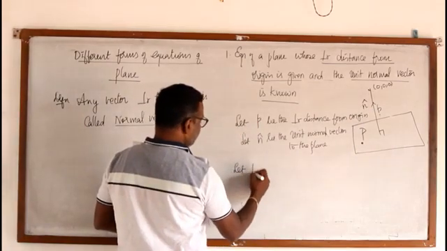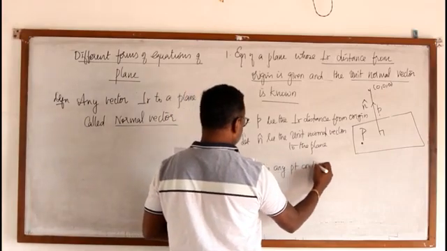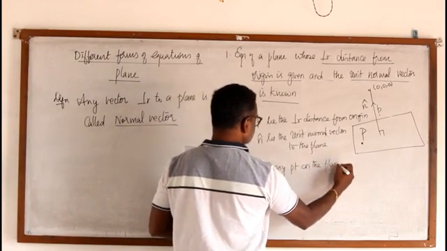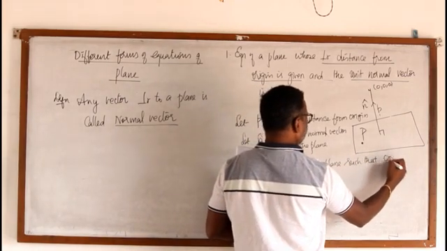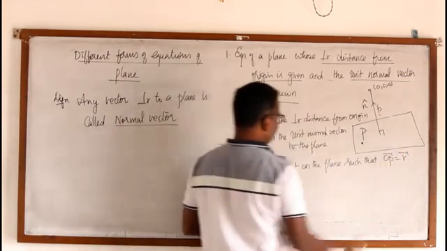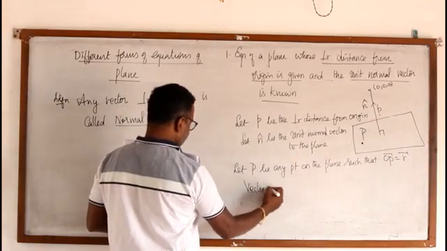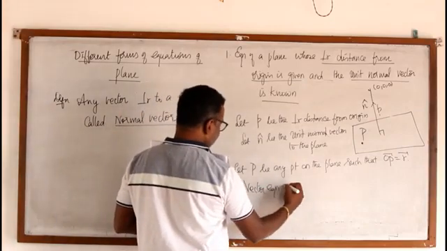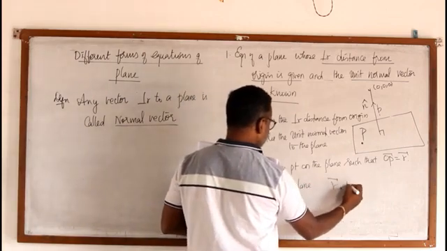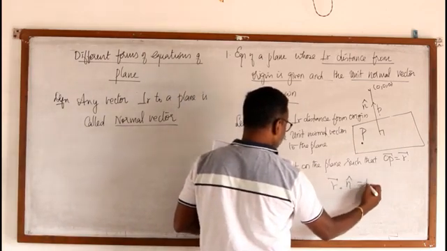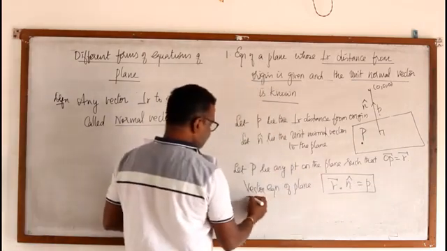Let P be any point on the plane such that OP vector equals r vector. Then the vector equation is, I am not going to prove anything, the vector equation of the plane is straightly r dot n cap equal to p, where p means the perpendicular distance. This is the vector equation of the plane.